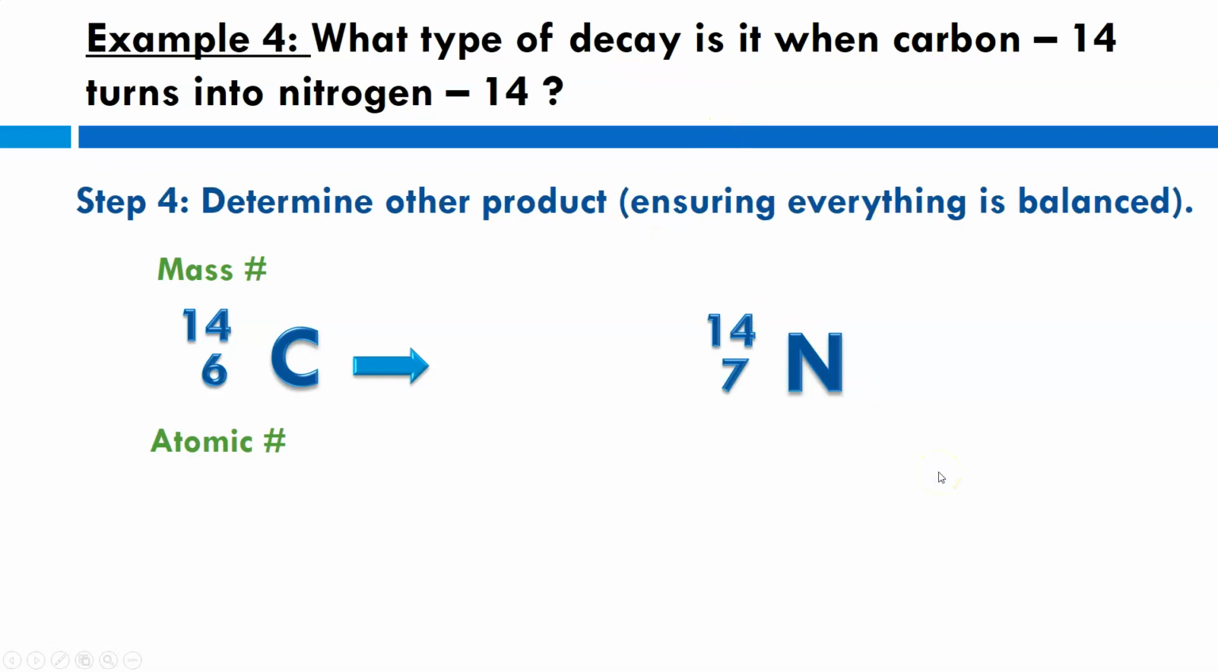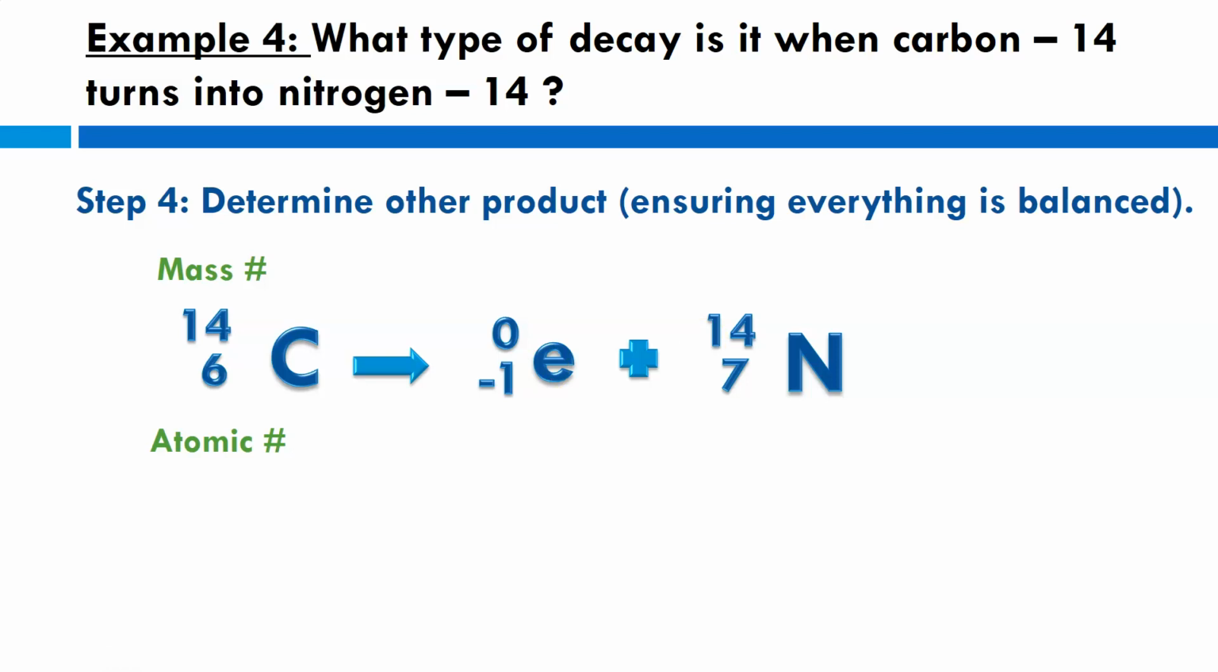Now I have to find the missing piece. What do I add to 7 so that it will equal 6? Minus 1. What do I add to 14 so that it equals 14? 0. A 0 and a minus 1 tells me that it's a beta particle. I took a neutron, I smashed it apart, I got a new proton that wasn't there before, and I've released this beta particle out of the nucleus, out towards us.